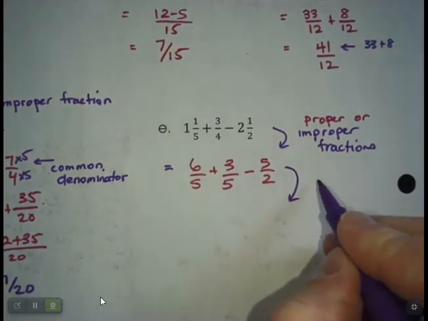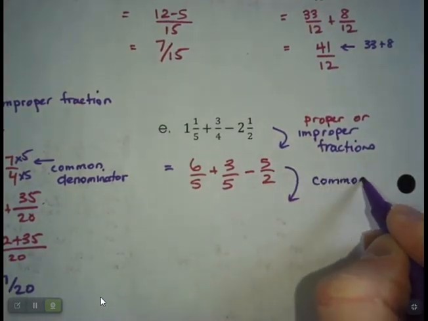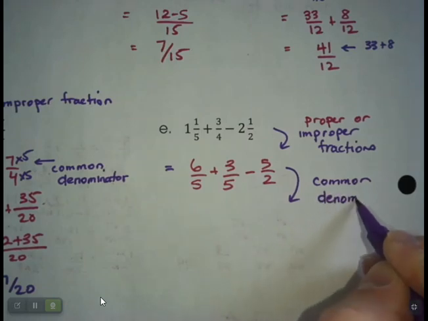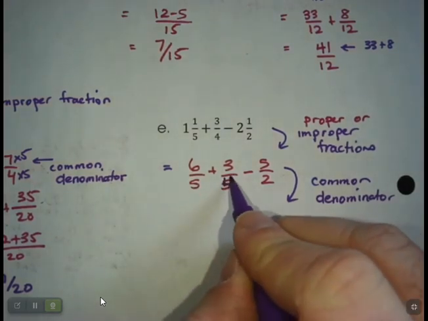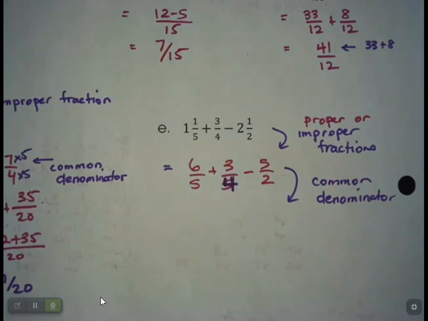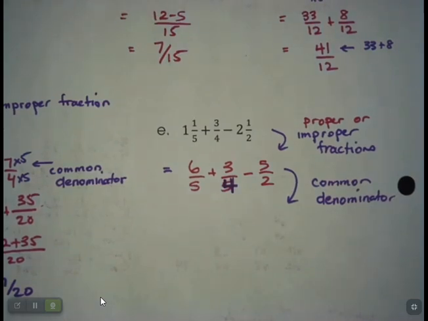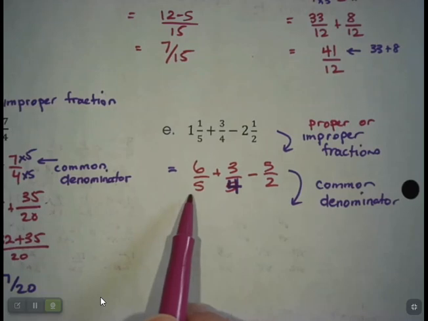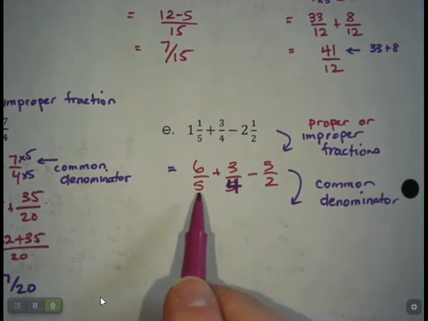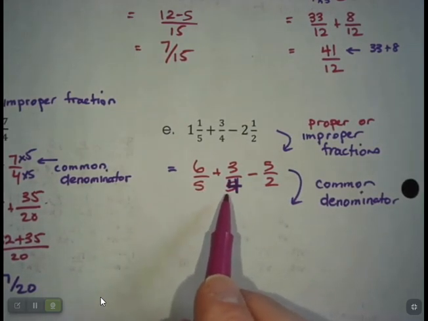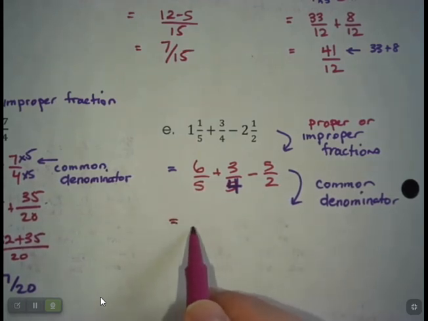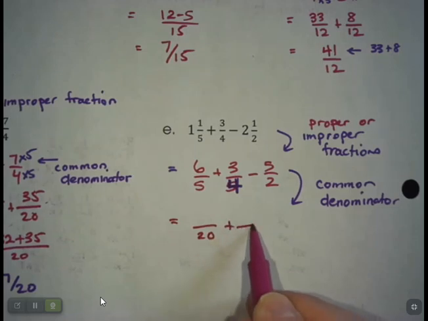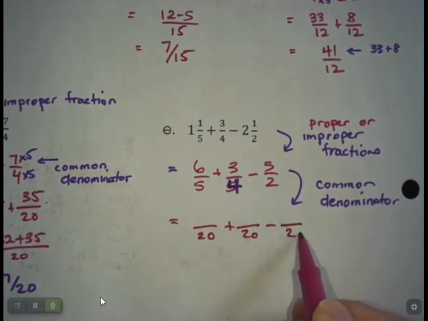And then I need a common denominator. So this is my thinking necessary moving forward. Oh, sorry, my fault. This should have been a 4. So we might have to look at this. What's a number that's divisible by 5, 4, and 2? Well, if I did 5 times 4, that's 20. Is 20 divisible by 2? Yep. So I have 20, 20, and 20.